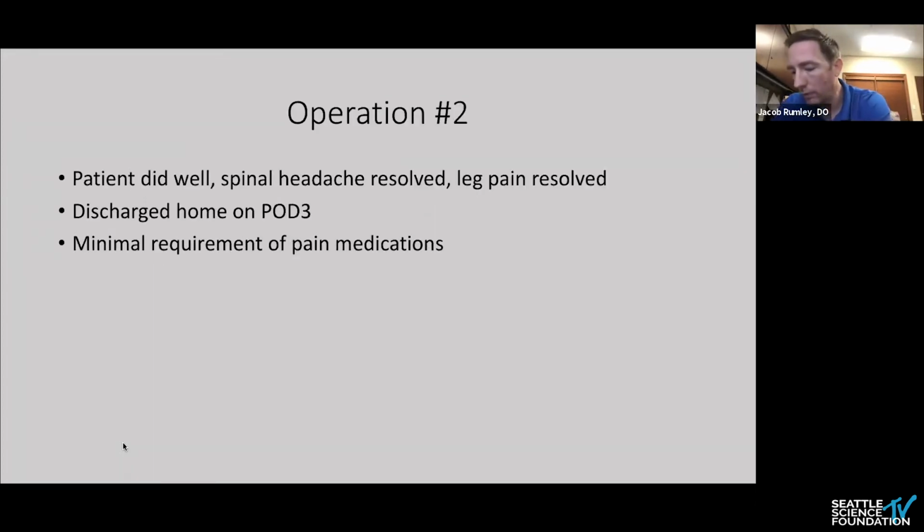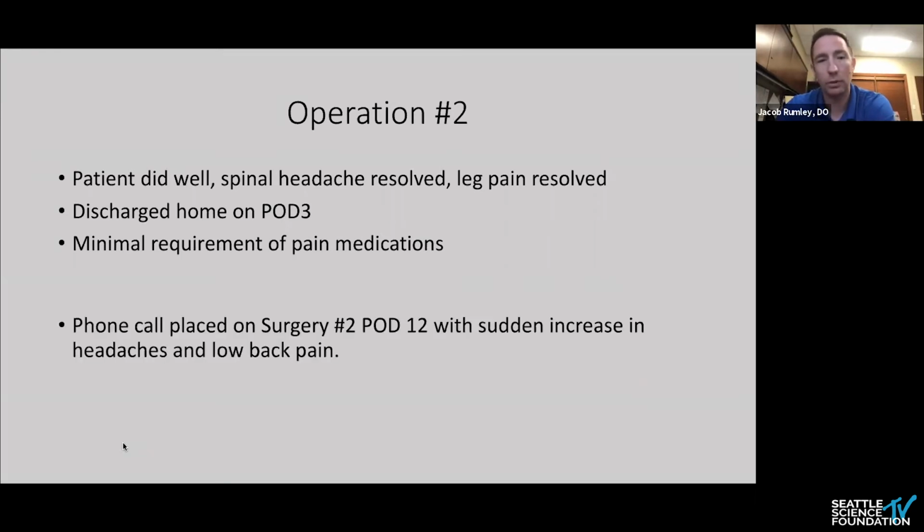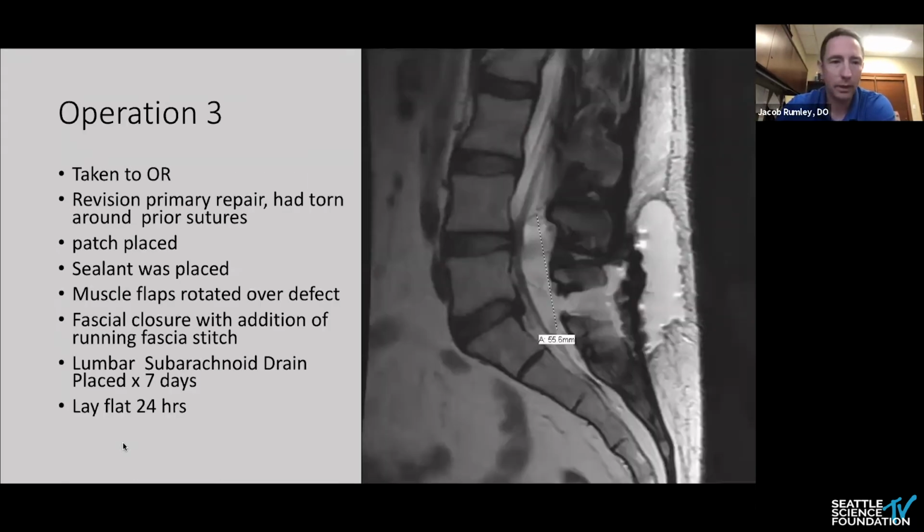She did really well. In fact, she had zero pain, discharged home on post-op day 3 as she advanced through the protocol on no pain medications, feeling 100% well. And she called back a couple of days later, sudden low back pain and headache. So got another MRI, another dural repair. At this point, we're banging our heads against the wall, just giving ourselves a bloody nose. At that time, took her back, and where we had placed all of her sutures, she had torn around those prior sutures.